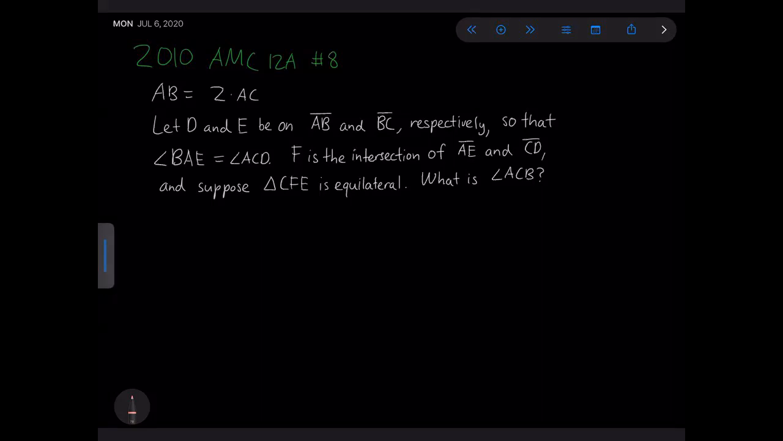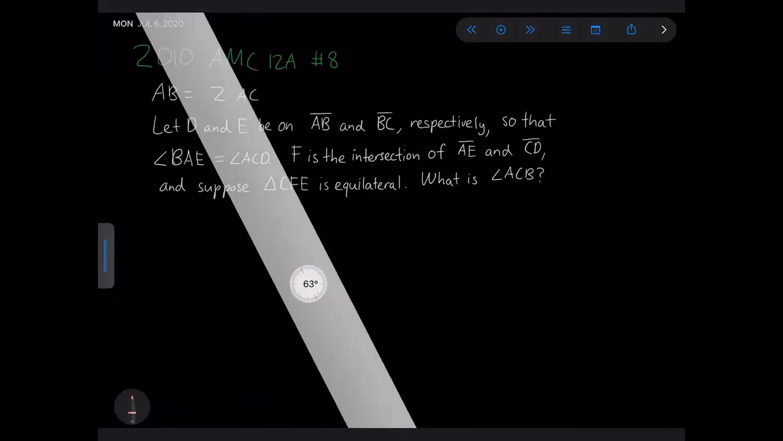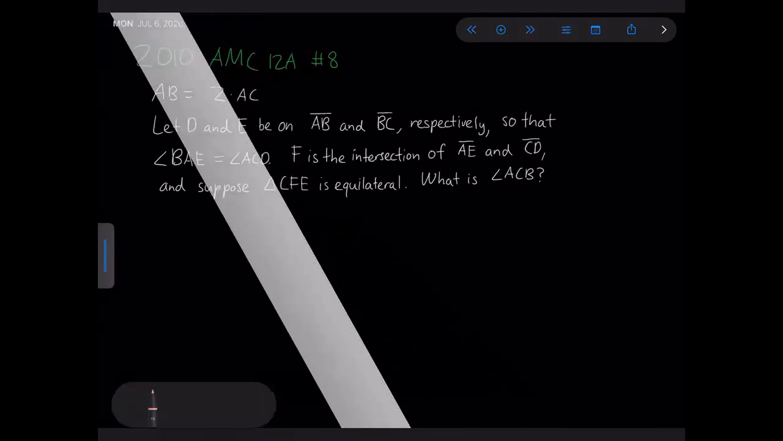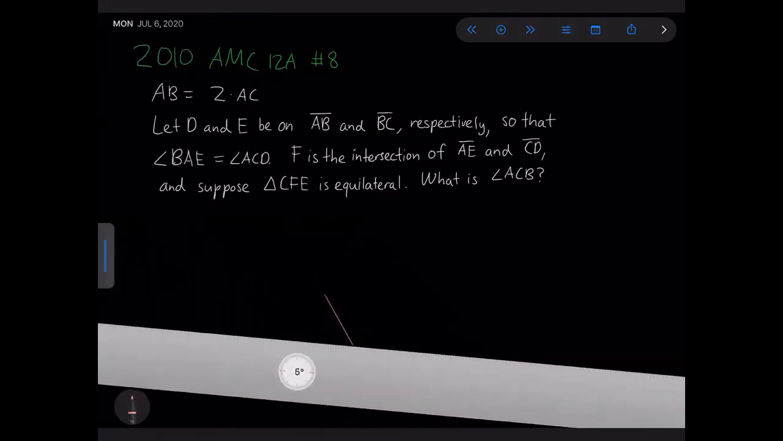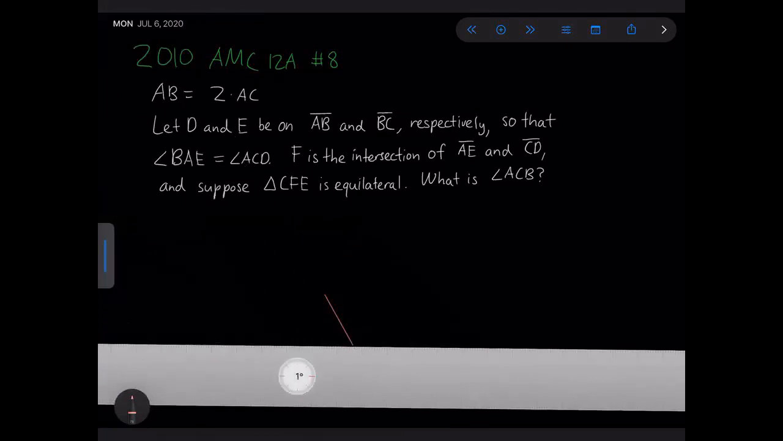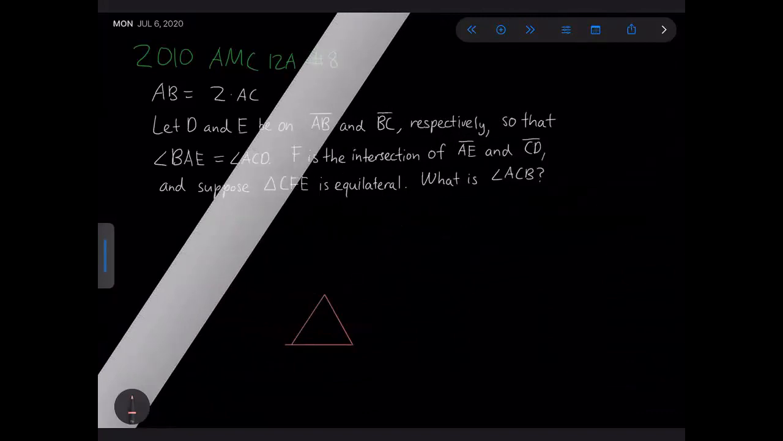All right, so what do we know for sure about this diagram? Well, there's not much that we know. There's no concrete information except for the fact that triangle CFE is an equilateral triangle. So let's draw that equilateral triangle. It's not much of an equilateral triangle, but it works. Just ignore that little segment at the end.